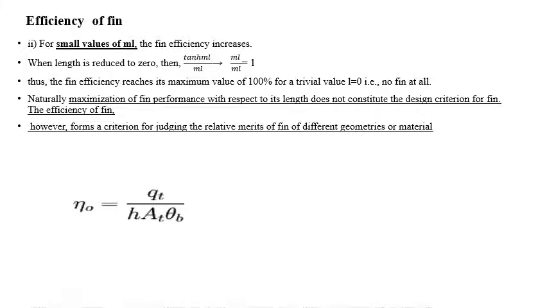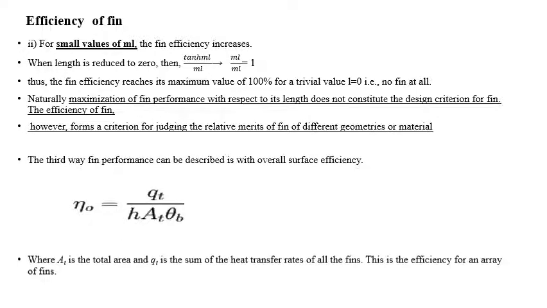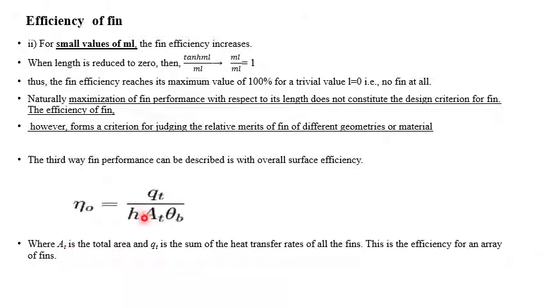However, the criteria for judging the geometry or a material is this third way which has been given over here. And here you can see AT is the total area. If I am having a number of fins, the overall efficiency can be given with QT as the sum of the heat transfer rates of all the fins in the array. And h is the convective heat transfer coefficient, and theta is the temperature difference between the base and the surroundings.